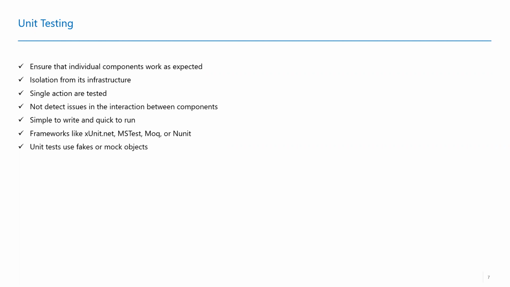Unit tests do not detect issues in the interaction between the components. So it only focuses on that particular piece of code. Unit tests are generally simple to write and quick to run. Compared to the integration and the functional testing, unit tests are simple to write and take less time to write, but they also add a lot of value.